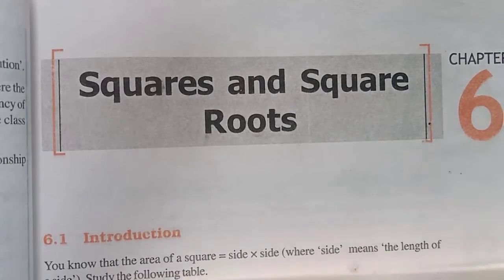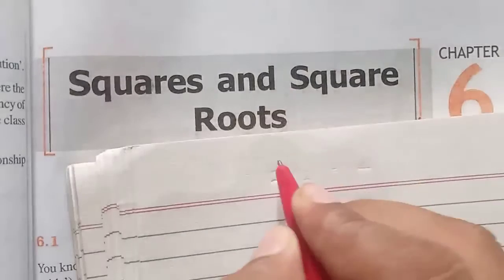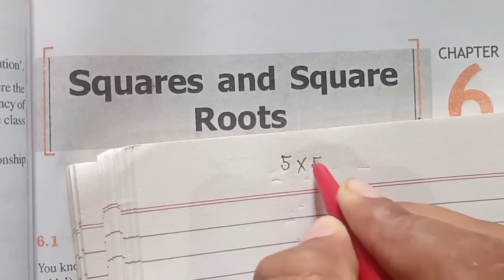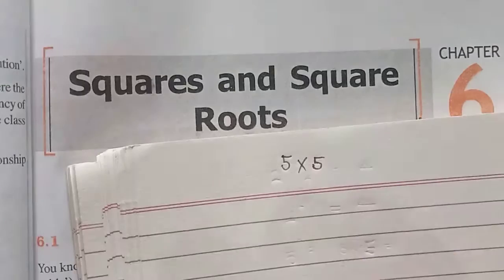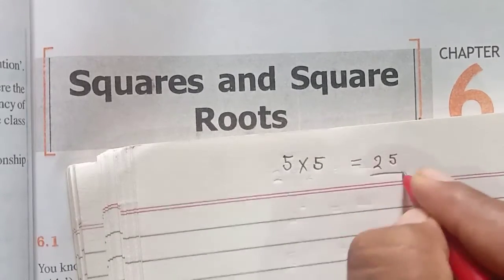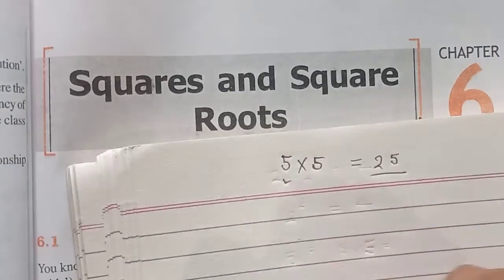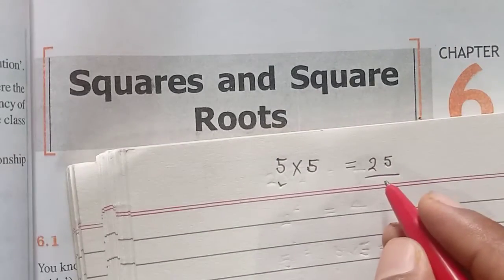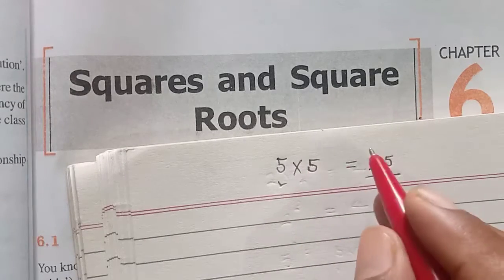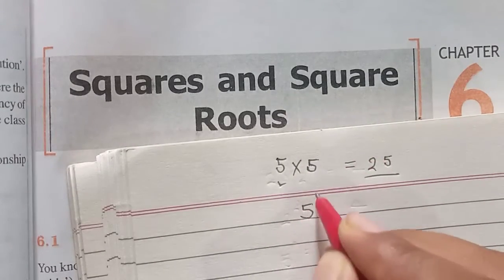In mathematics our new topic is squares and square roots. Generally it means if you multiply two numbers, like 5 and 5, you have to multiply the same number two times. The result obtained is the square of this number. It means 25 is the square of 5. Multiplication of 5 and 5 can be written as 5 square.